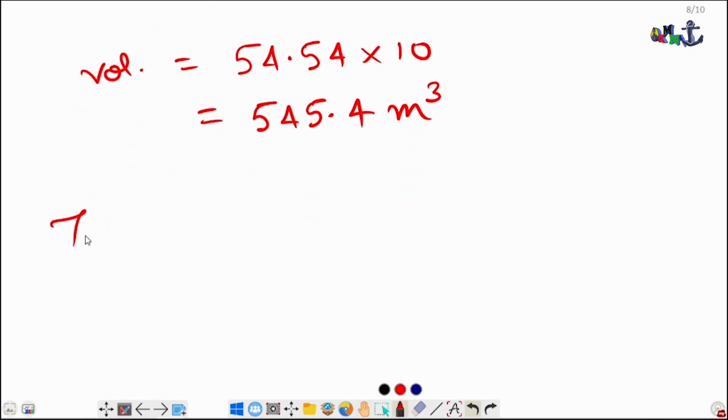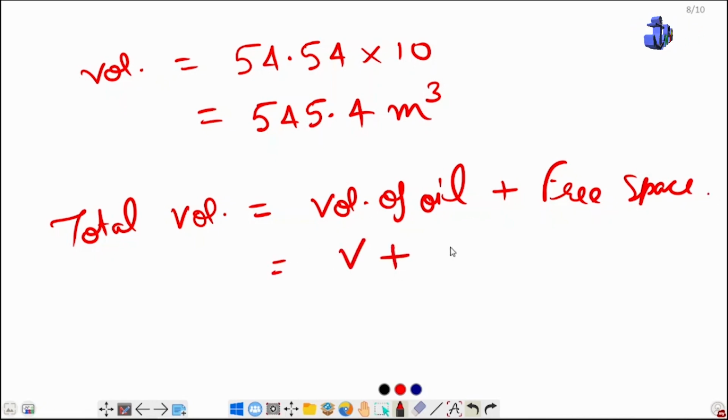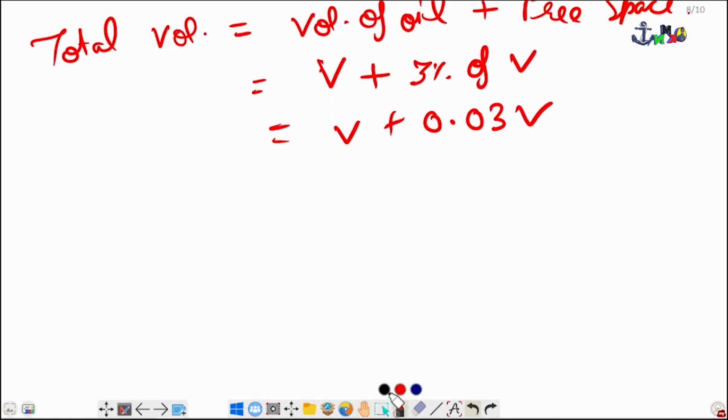Now we know total volume is equals to volume of oil plus free space. How much is the free space? Free space will be 3%. So let volume of oil be V. So V is the volume of oil. So free space will be 3% of V. That will be V plus 0.03 V, and it will be 1.03 V.